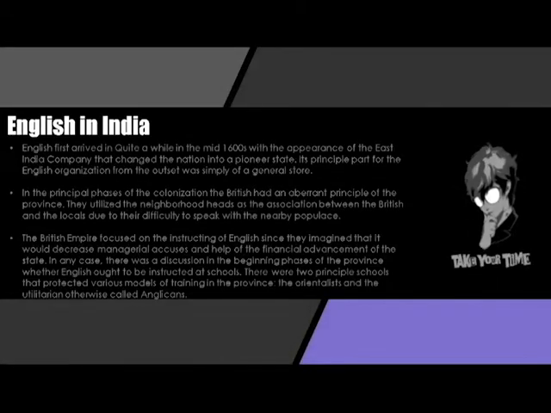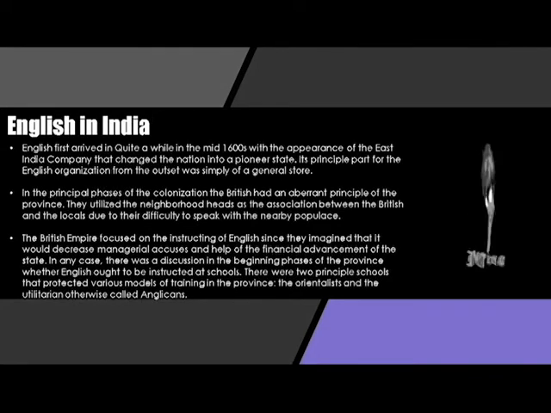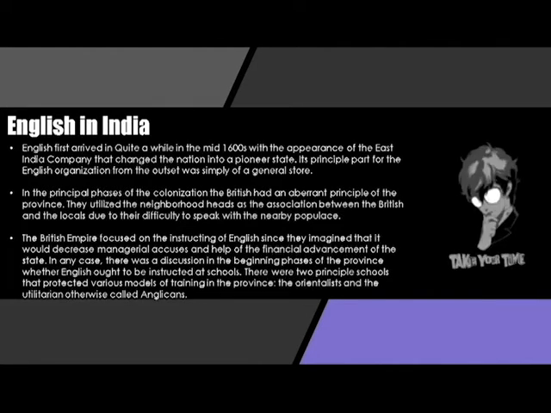So, how was English introduced in India? English was introduced to the Indians in the mid 1600s by the East India Company. The East India Company is an English company formed for the exploitation of trade with East and Southeast Asia and India. During the first steps of the colonization of the British Empire, they made a principle for the province. They used the neighborhood heads as the translator between them and the locals due to the language barrier.